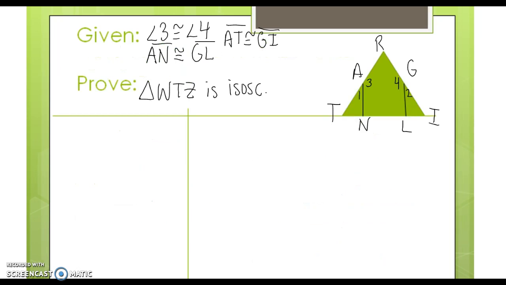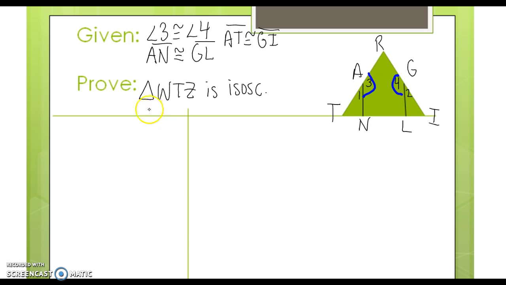So let's actually do a proof together really quick. I've written this out for you. I want you to go through and see if you can do this proof on your own. Alright, so we always start with marking up our picture. So angle 3 is congruent to angle 4. What does that get you that's going to be helpful?